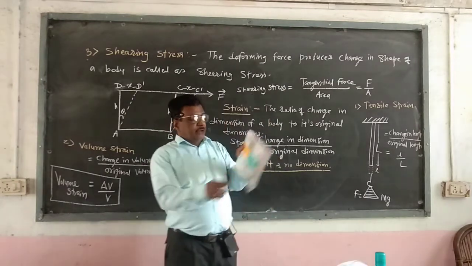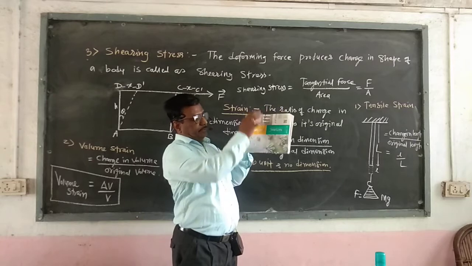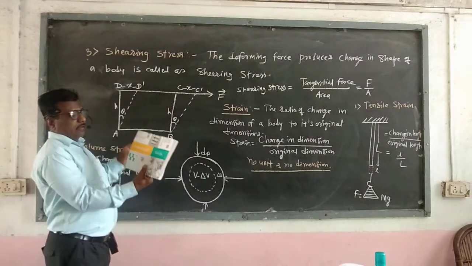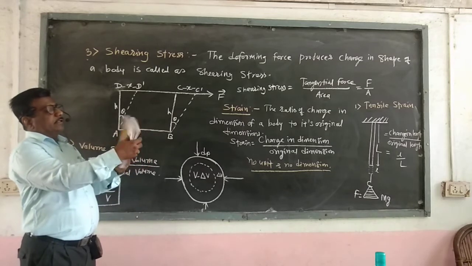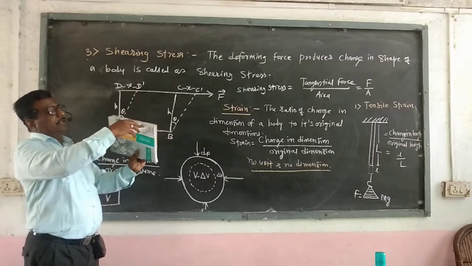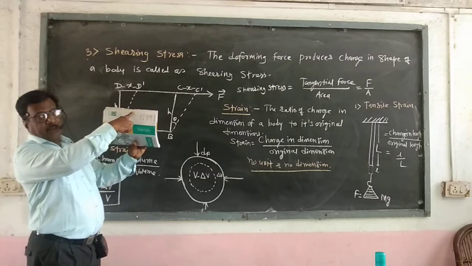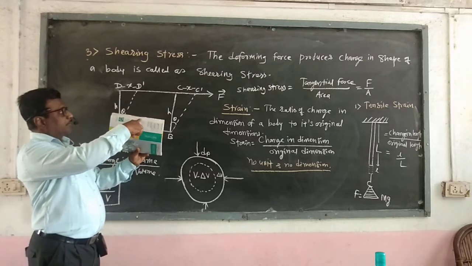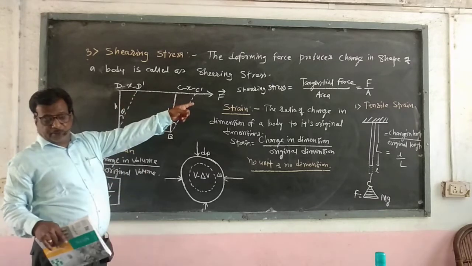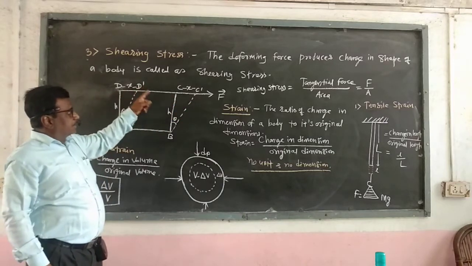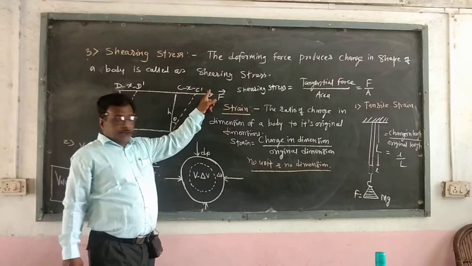Here ABCD is the book. The AB side is fixed. When we apply a tangential force here, the pages are separated. That force is called a tangential force. That means the position of D becomes D dash, and the position of C comes to C dash.